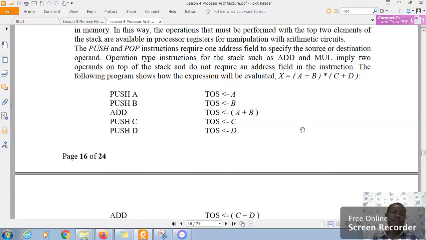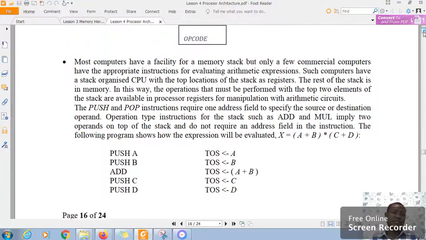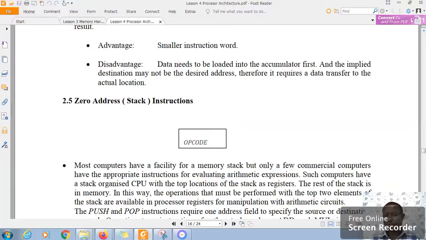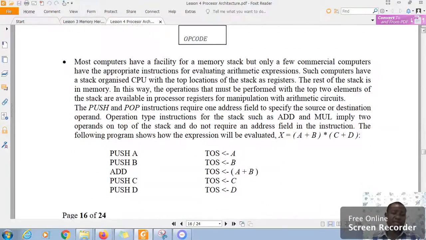Where we have zero address, we have PUSH A, PUSH B, and so on. We have zero address instructions. They work with the stack.